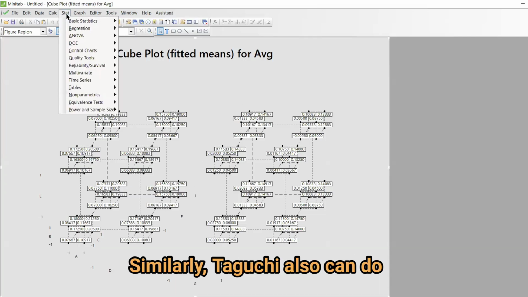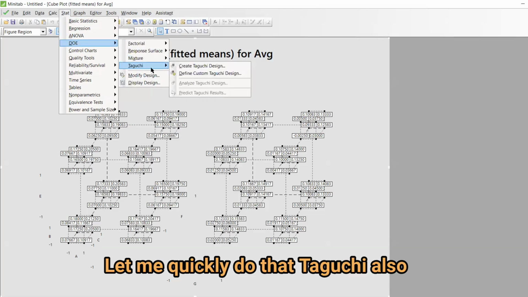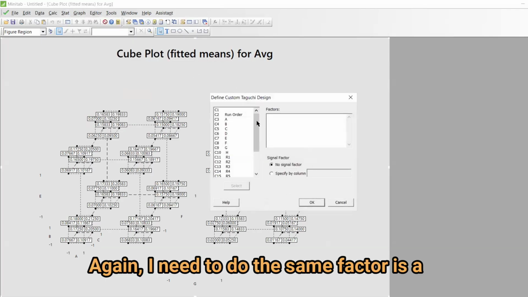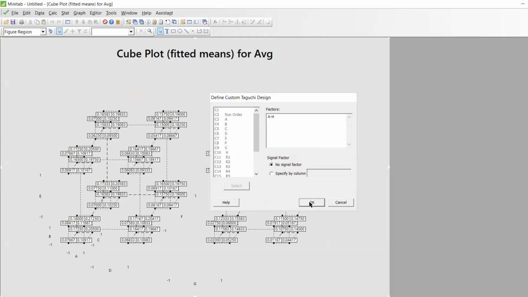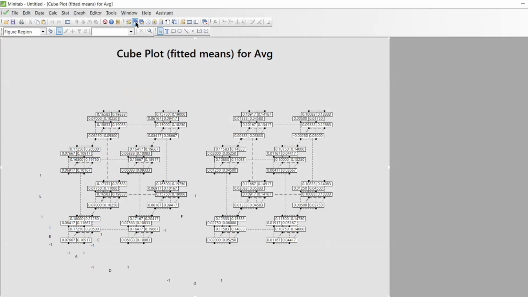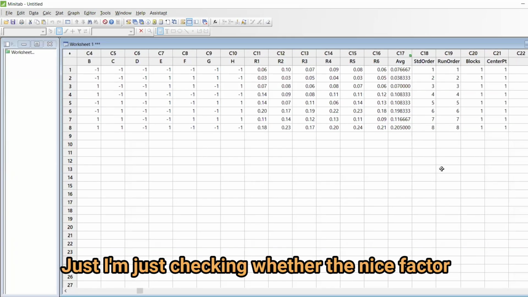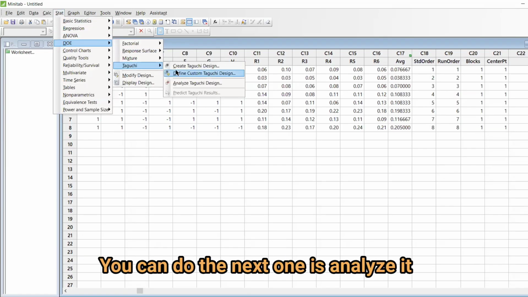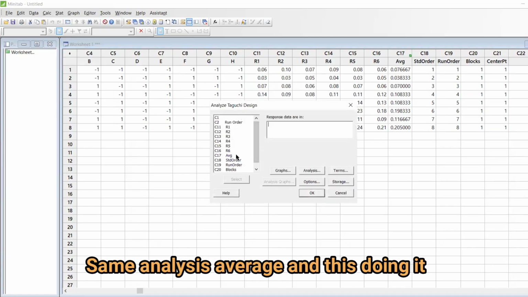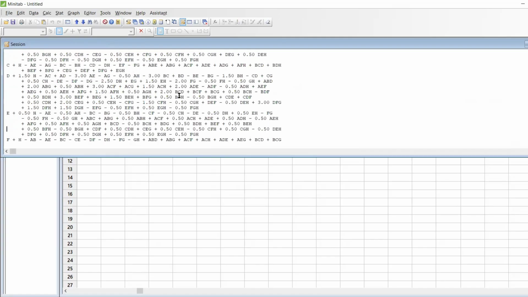Similarly, Taguchi also you can do, because we can also use Taguchi. Let me quickly do that Taguchi also. Again, I need to do the same. The factors are A all the way to H, 8 factors. Okay, so these 8 factors have been inputted. I'm just checking whether the noise factor has been calculated. No. Okay. And then the next one is analyze. Same, analyze is average. I'm just doing it, and it gives the analysis also.